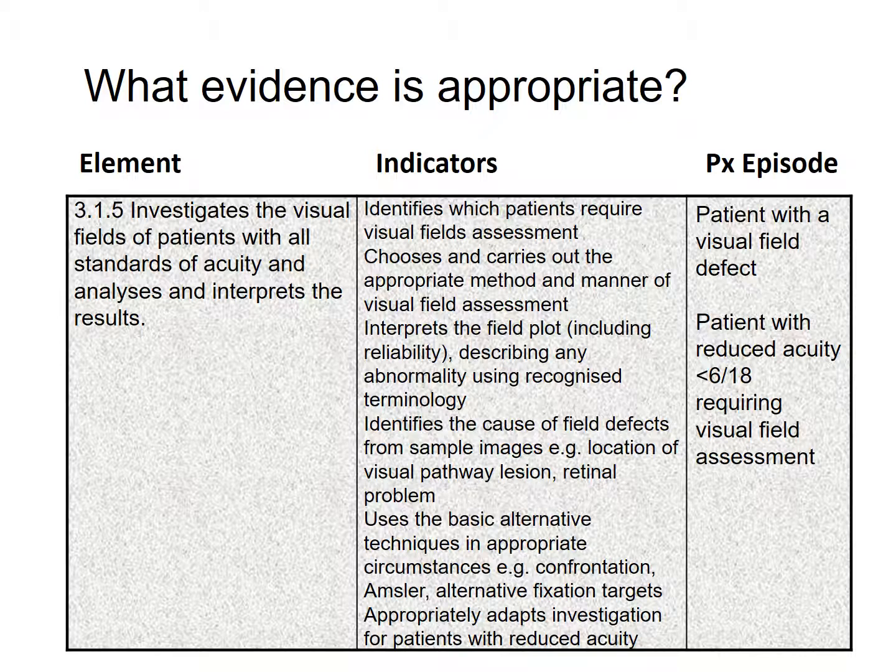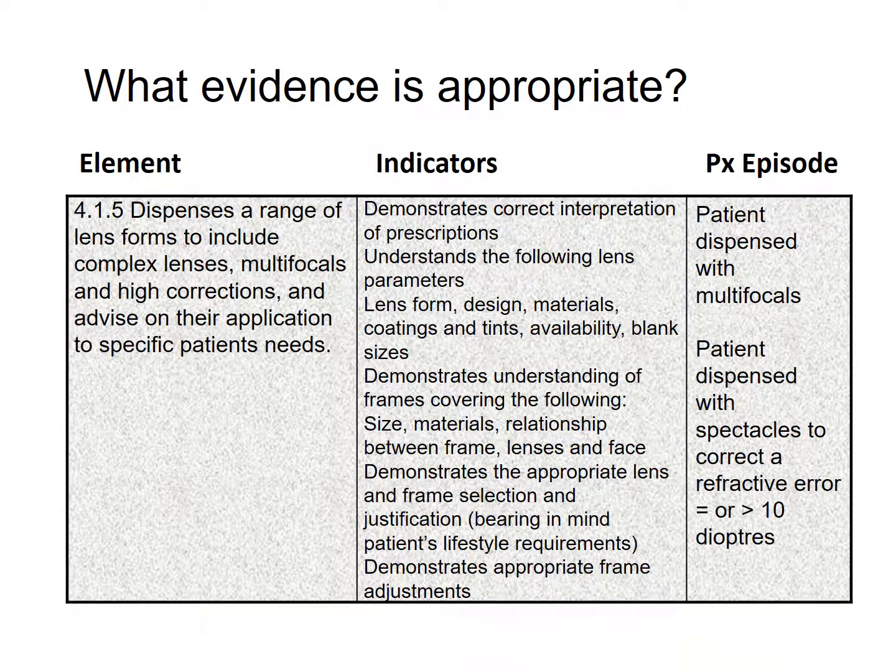When you say to them, what evidence have you got, and they go, I don't know, then it gets more difficult. And again, that slows the process down when you're trying to force them to find the evidence. So the second one: dispense the range of lens forms to include complex lenses. Again, I have to get patient record evidence.